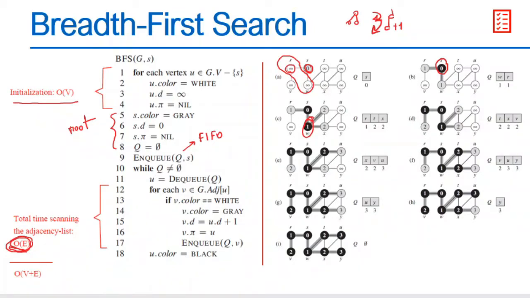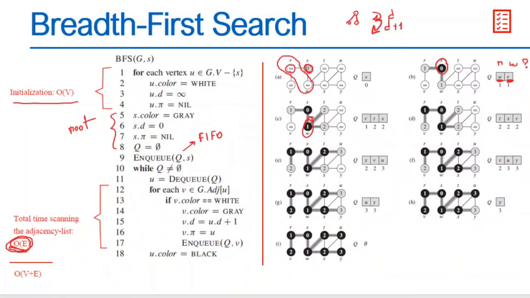Why do we start with W and then after R and not the other way around, R and then W? So pause the video and try to answer this question. Why do we start with W? W is the first one whose adjacent vertices we will visit, and not R.